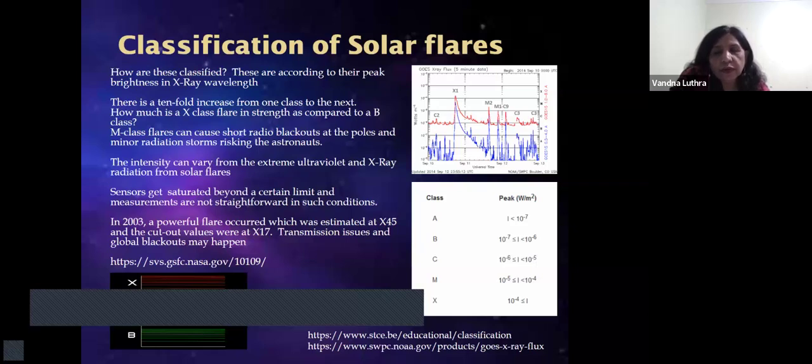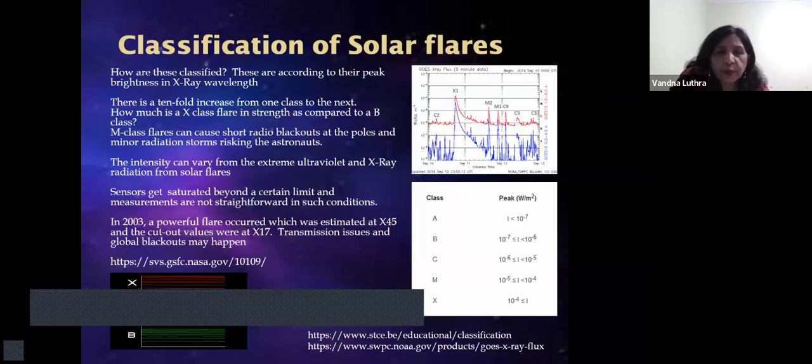And if it is going to be above 10 to the power minus 4, then it comes to the X type of flare. So one can see in this diagram that on the y-axis we have the watt per meter square, and on the x-axis we have the time, that is the universal time. According to the intensity, the labeling of these flares is done, and the X1 is definitely showing much more intensity as compared to the flares which are M1, M2, and C9, C3, and C2. And please note that this is a logarithmic scale.